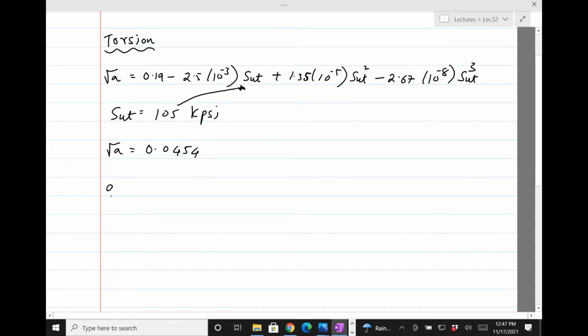So once we get that, we can find the notch sensitivity. For torsion, it's given as qs, and the formula is 1 over 1 plus square root of a over square root of r. So square root of a is 0.454, which we wrote there. The radius now is the radius of the fillet, and that is 0.11.